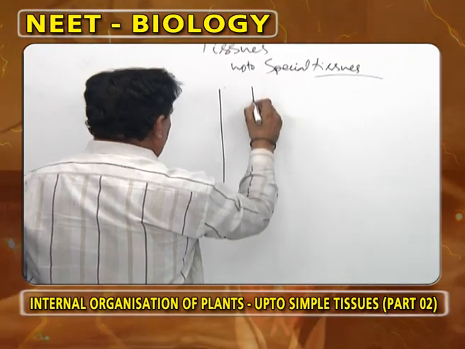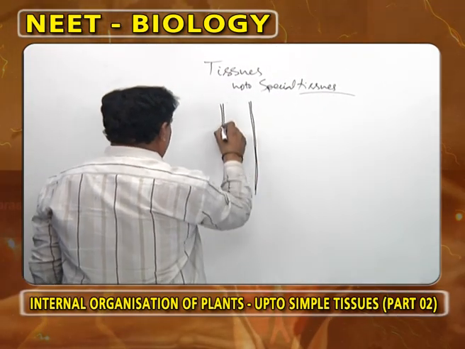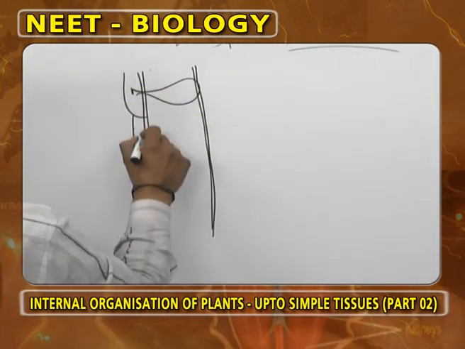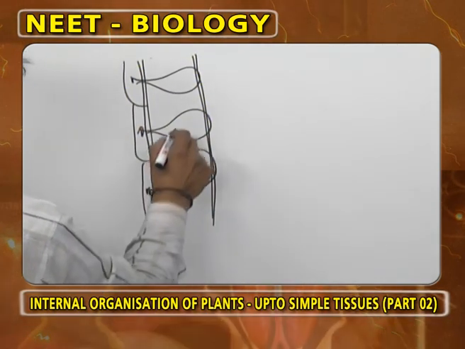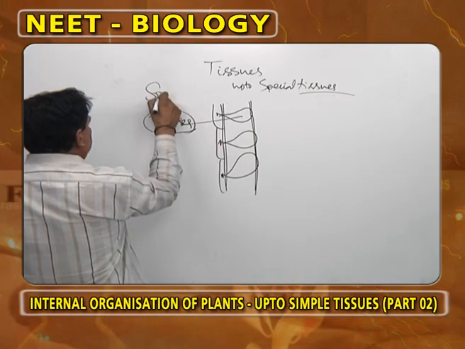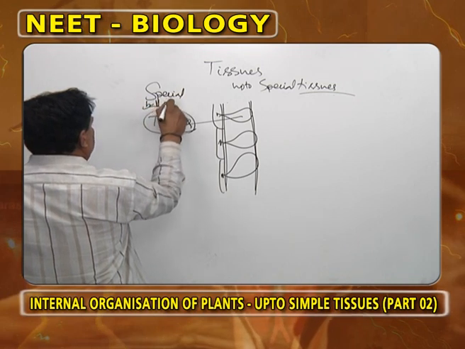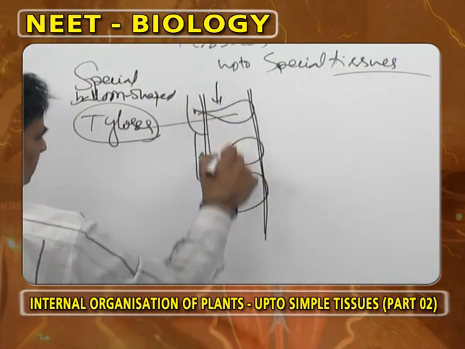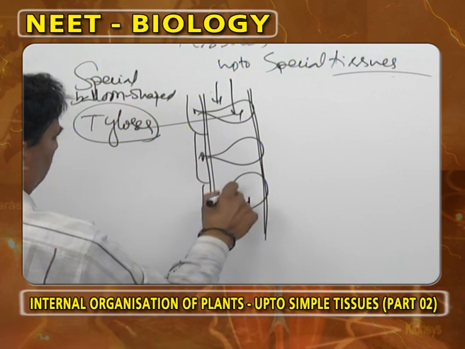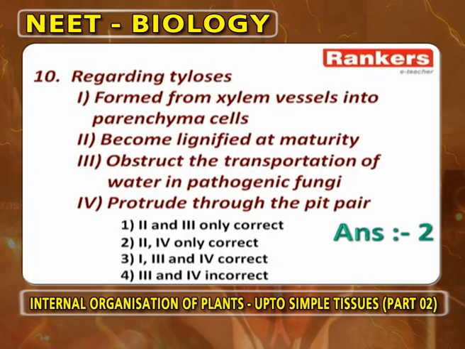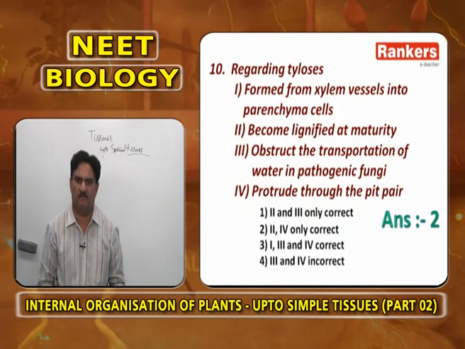This is a secondary xylem vessel, suppose it is surrounded by xylem parenchyma. Whenever the xylem parenchyma ruptures or gets injured, it produces special balloon shaped structures called tyloses. These tyloses block the movement of water. They also prevent the infection of microorganisms. Whenever a xylem vessel shows tyloses, it is said to be very, very durable.